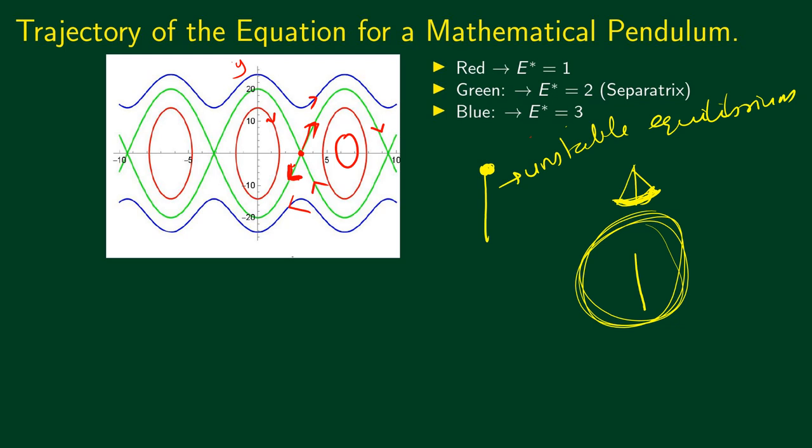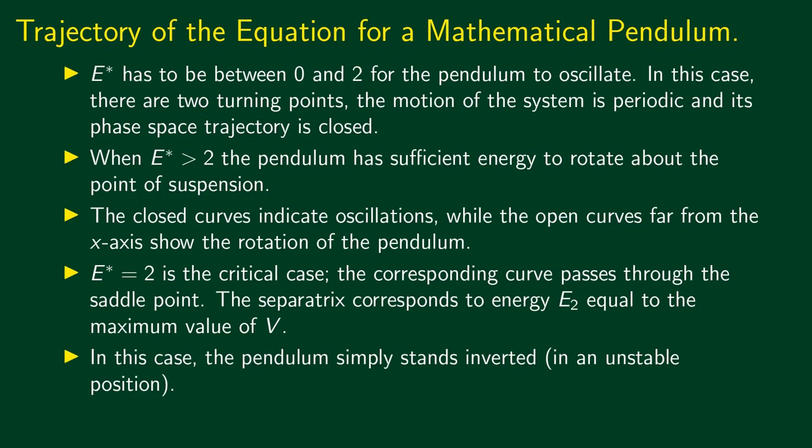Now, for a graphical way of plotting the same thing, please check the next video. I'll just summarize what we saw here. E star is nothing but the energy scaled by omega 0 squared. E star has to be between 0 and 2 for the pendulum to oscillate.